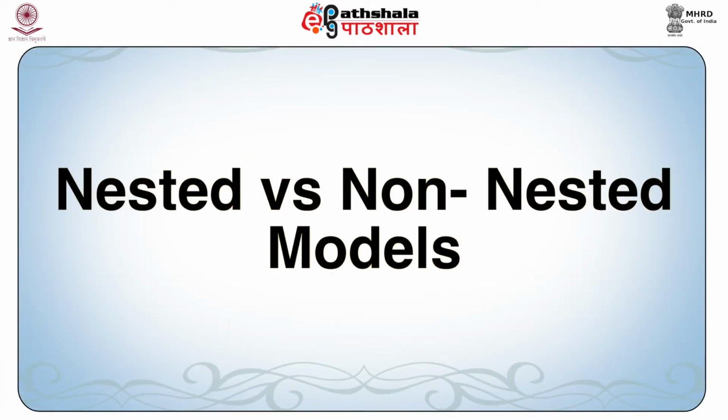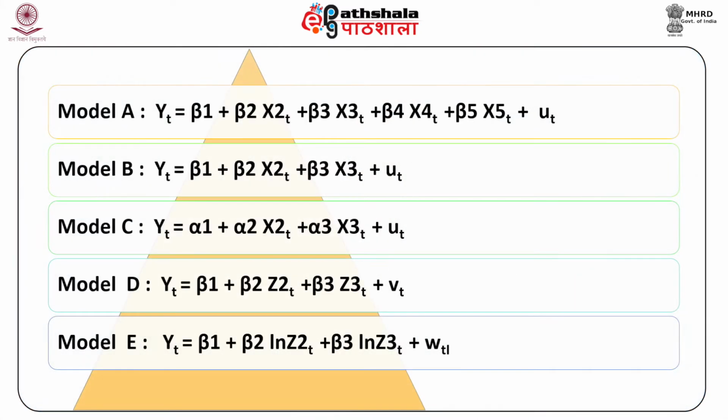Nested versus non-nested models. Nested models are those where one of the models can be derived from the other model by imposing certain restrictions through a test of hypothesis. If such a derivation is not possible, they are non-nested models. As an example, consider the next 5 models. Model A: yt is equal to beta 1 plus beta 2 x2t plus beta 3 x3t plus beta 4 x4t plus beta 5 x5t plus mu t.